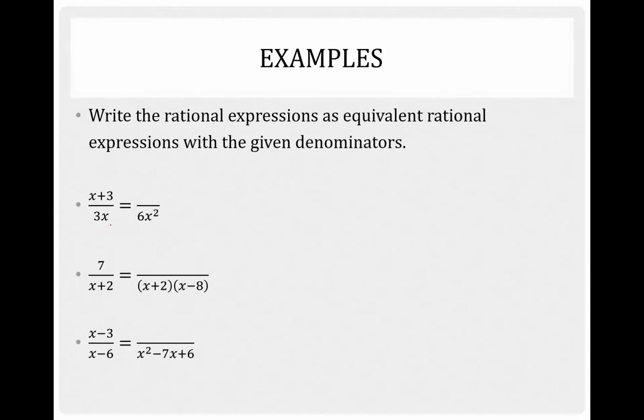The first thing you ask yourself is, well, we had 3x on the bottom. I want to change it into 6x squared on the bottom. How do I do that? What do I need to multiply by? Well, 3 times what gives you 6? 3 times 2 gives you 6. And then, x times what gives you x squared? We need one more x. So really, if I take the bottom, the 3x, and multiply it by 2x, I get 6x squared.